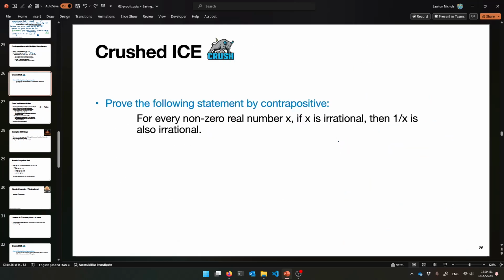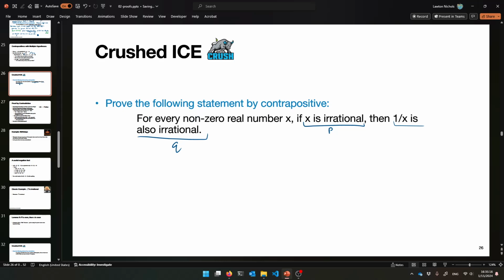So, for every non-zero real number x, if x is irrational, then 1 over x is also irrational. Try to compute the contrapositive and try to prove it. This is your P, this is your Q, and I'm going to do it quicker. I'm not going to write out the math this time. I think you're getting it.